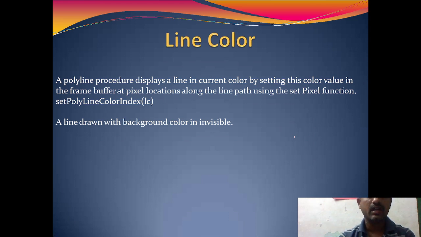Next, polyline procedure, line color. That is, a polyline procedure displays a line in the current color by setting this color value in the frame buffer at pixel locations along the line path using the set pixel function. That is, set polyline color index of LC. A line drawn in the background color is invisible.